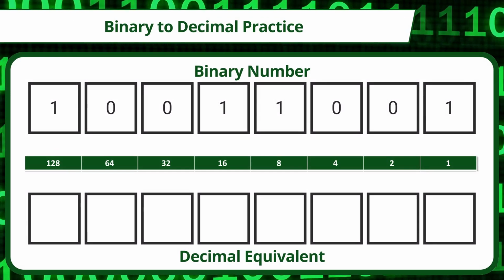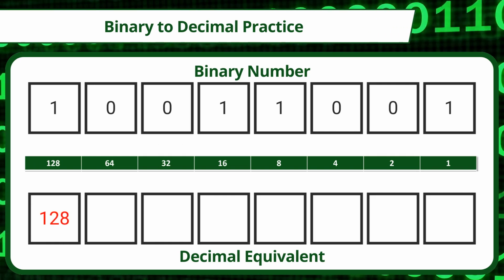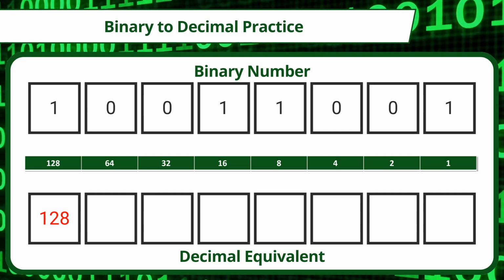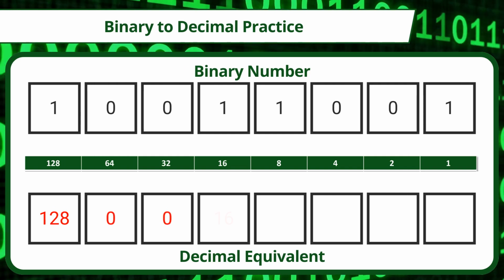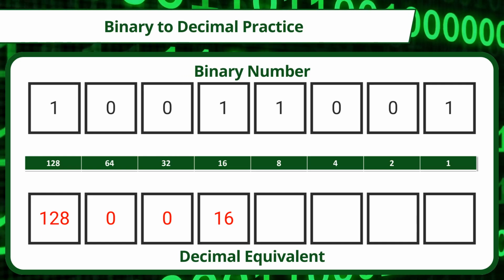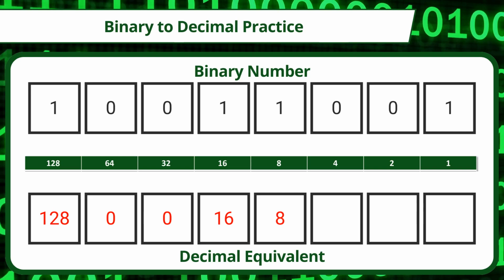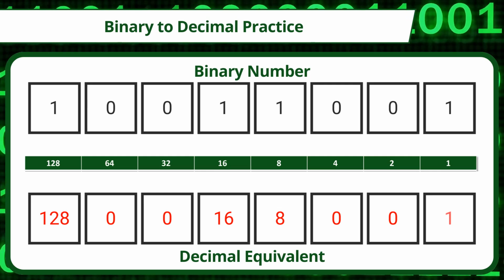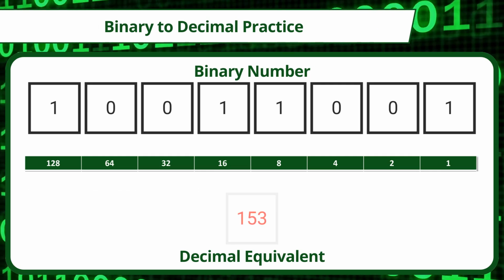100110001, the first and leftmost digit is a 1, so we record 128 as its decimal equivalent. The next 2 digits are both zeros, so we will write a 0 for each in the bottom row. The fourth digit is a 1, so we add 16. Next comes another 1, so we drop down 8. After that, we have 2 more zeros, so we record a 0 for each. Then the last digit is a 1, so we add 1. When we add up all our values, we get a total of 153.